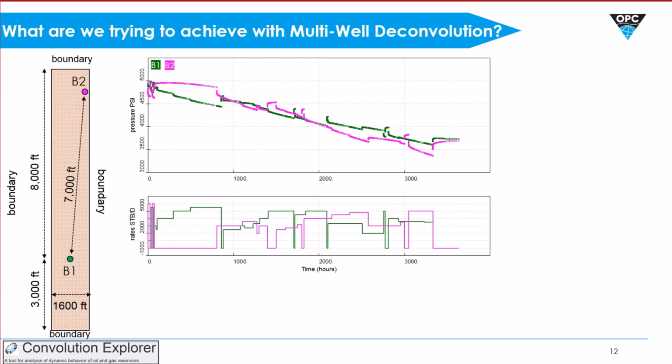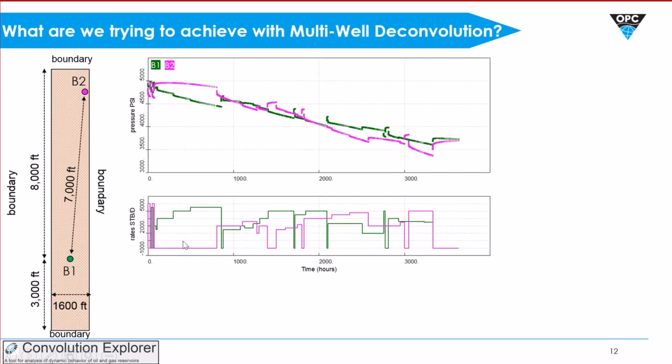So before we get into showing how ConvEx does it, I just want to show you what multi-well deconvolution is all about. Now you can see I have added in a second well, well B2, much closer to the north boundary and much closer to this east fault. The pressure and rate data for well B2 is now in pink, and for well B1 is in green. On purpose, I kept B2 shut in for a very long time, just so you can see the effects of interference between B1 and B2.